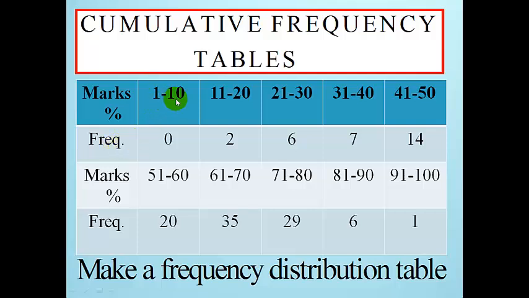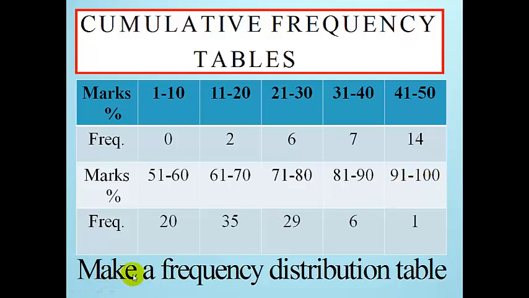Now considering the table given, we have marks in percentage against the frequency. So 1 to 10 is 0. Those who had 11 to 20 marks is 2. 21 to 30 is 6. 7 people had 31 to 40. 14 had 41 to 50. 20 had 51 to 60. 35 had 61 to 70. 29 had 71 to 80. 6 had 81 to 90. And 1 person had 91 to 100.